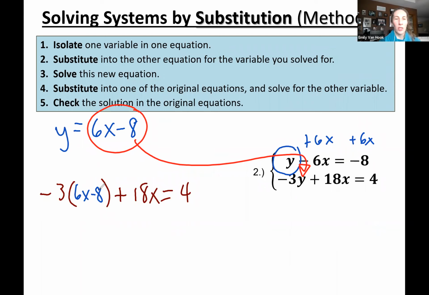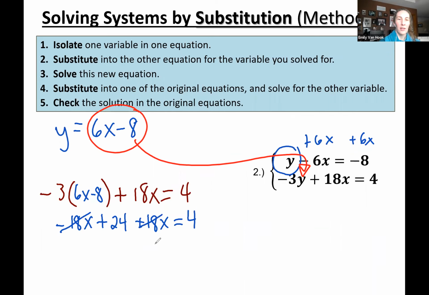Okay, now when we distribute negative 3 times 6x, it's negative 18x. Negative 3 times negative 8 would be positive 24. And then we still have plus 18x equals 4. So now we have only x in this equation. So our goal is to solve for x. But as you might notice right now, if we try to combine like terms, the negative 18x and the positive 18x actually just cancel out altogether. So that's kind of weird.